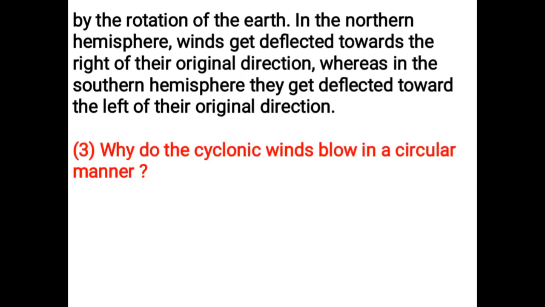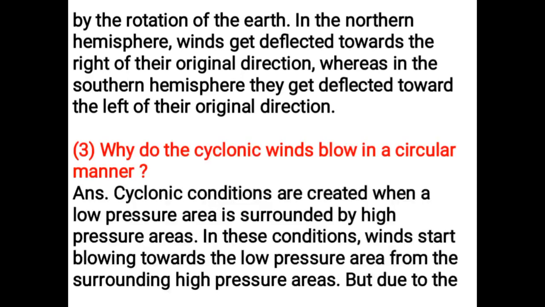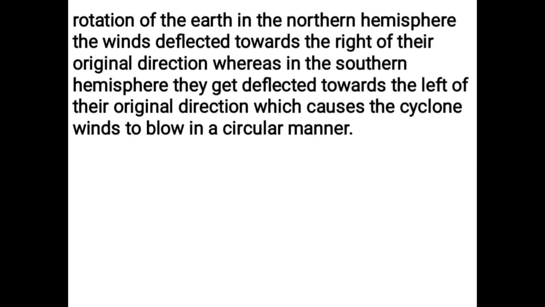Why do the cyclonic winds blow in a circular manner? Cyclonic conditions are created when a low pressure area is surrounded by high pressure areas. In these conditions, winds start blowing towards the low pressure area from the surrounding high pressure areas. But due to the rotation of the earth, in the northern hemisphere the winds are deflected towards the right of the original direction, whereas in the southern hemisphere, they get deflected towards the left, which causes the cyclone winds to blow in a circular manner.